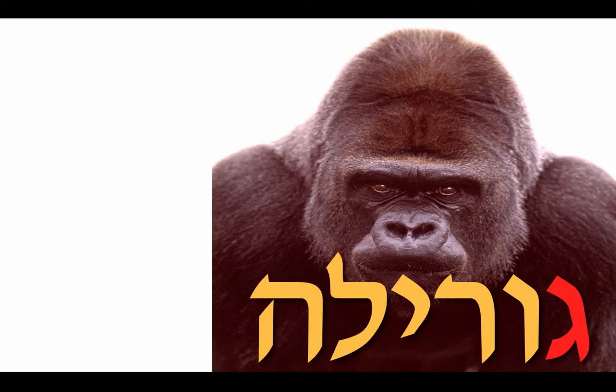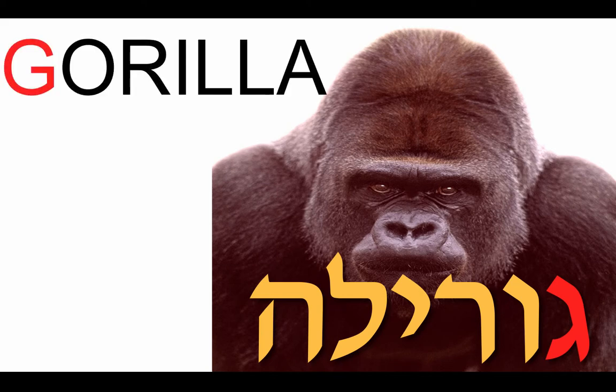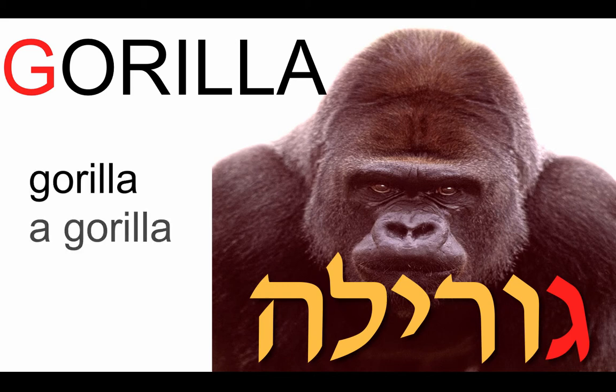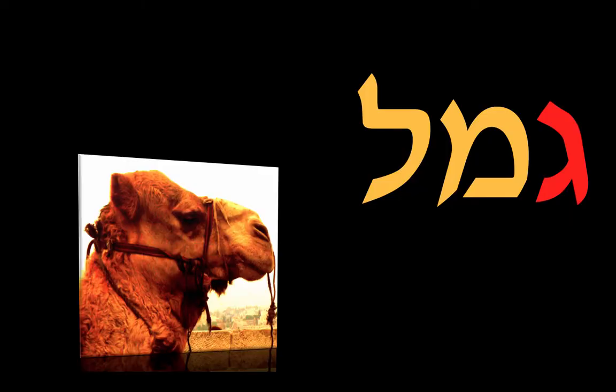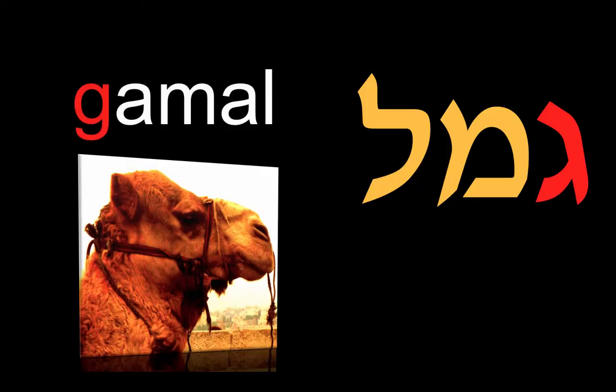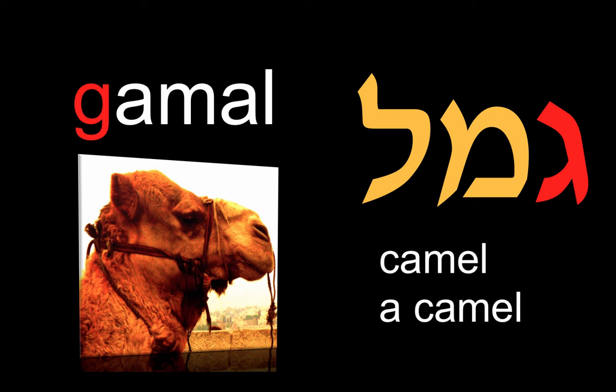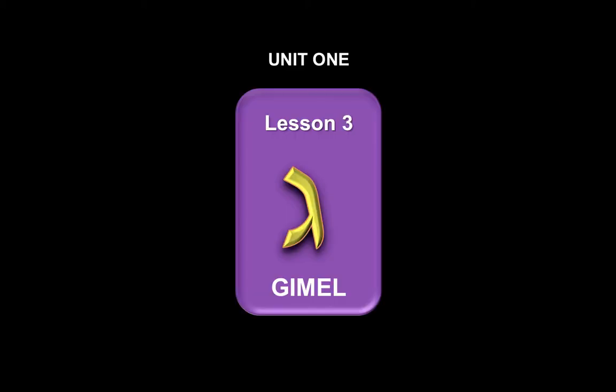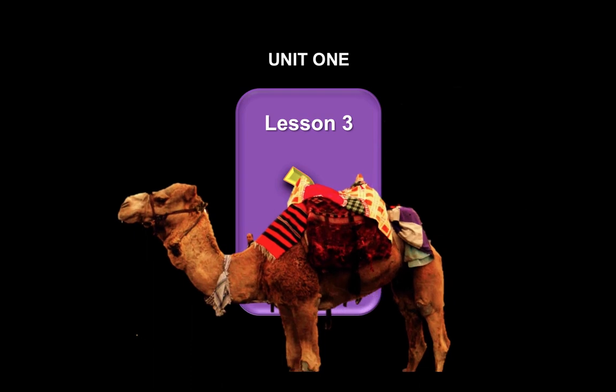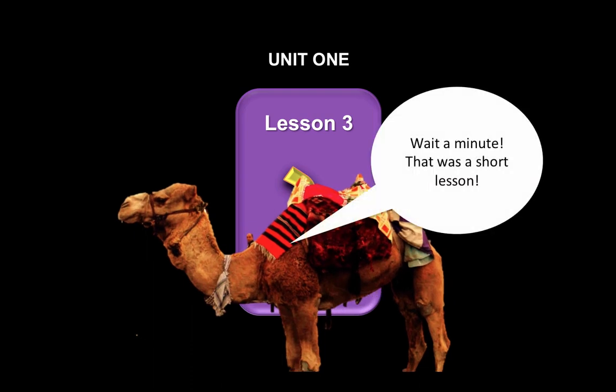And our nice friendly friend, gorilla. And that's gorilla or a gorilla. There you go. And don't forget Gamal. Gamal. Camel or a camel. Gamal. And, ladies and gentlemen, you have come to the end of lesson 3. Oh, yeah, I know it was a short lesson.